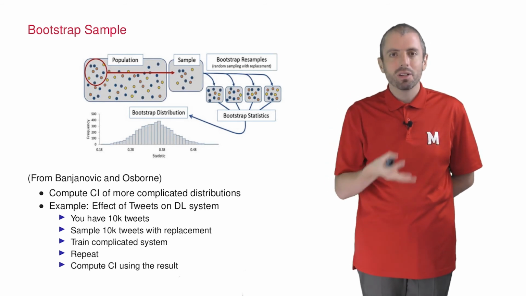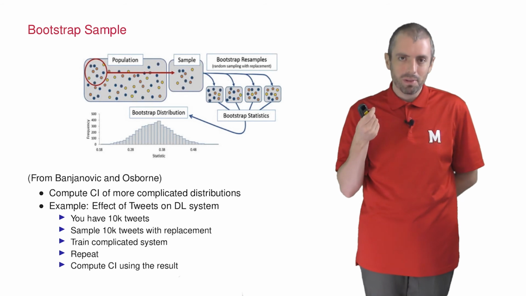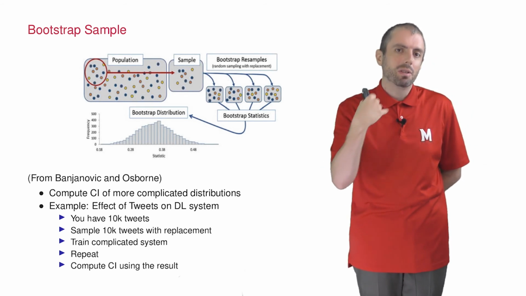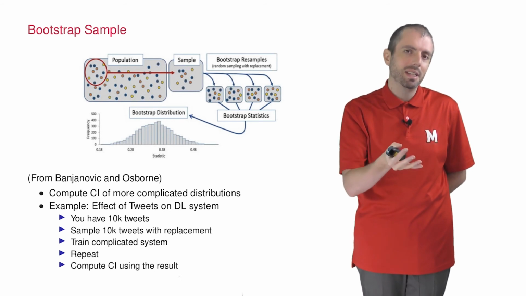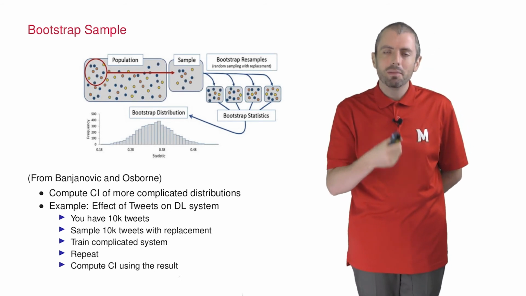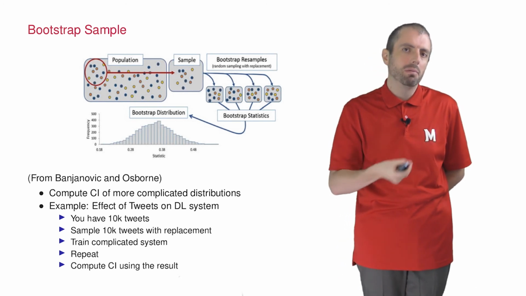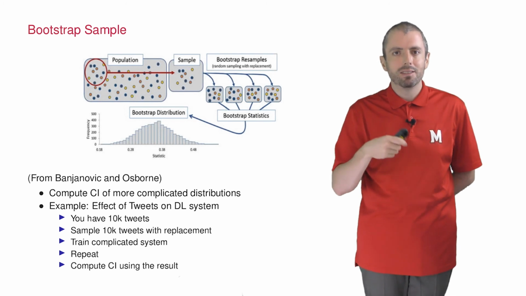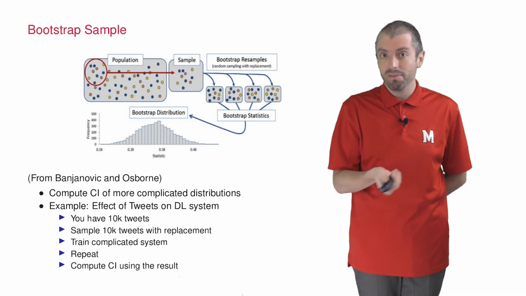You train your complicated system, and you compute some statistic, then you repeat. You again sample with replacement a subset of your training data, retrain your sentiment classification system, compute a parameter, and repeat. And then you get a sense of the distribution of what is the accuracy based on the variation of your training data.